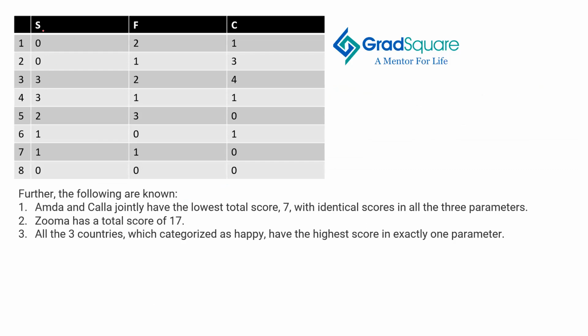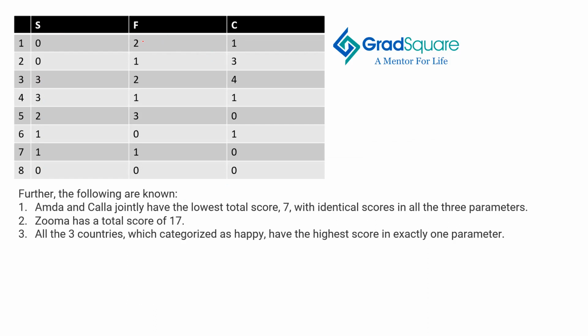Now, if you see S for Social Security, none of the countries got a score of 1. None of the countries got a score of 2. 3 countries got a score of 3. 3 countries got a score of 4. 2 countries got a score of 5. One of them got 6 and one of them got 7. So if you add all this, 3 plus 3, 6, 7, 8, 9, 10, this total is coming to 10. Similarly, all the totals have to be 10 because there are 10 countries.